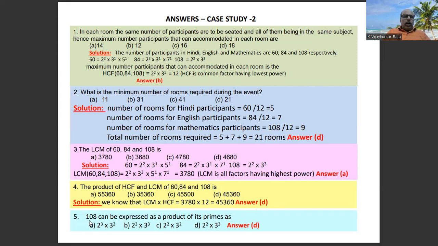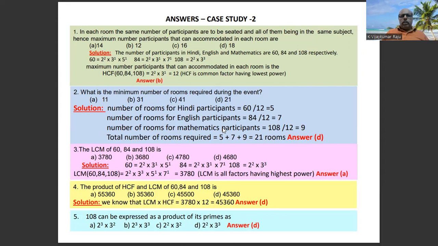Now 108 can be expressed as a product of its primes. If you see here, it can be expressed as 2 raised to 2 into 3 raised to 3. This is our answer, so option D is your answer. You see, we just need to understand when to take the LCM and when to take the HCF, and it will be fine. So this is for the case study.